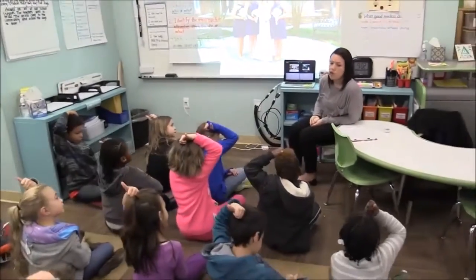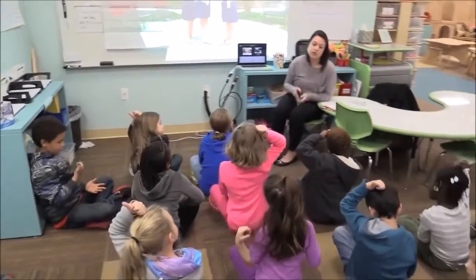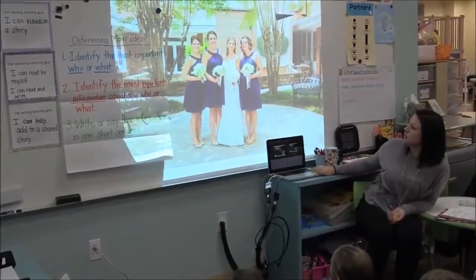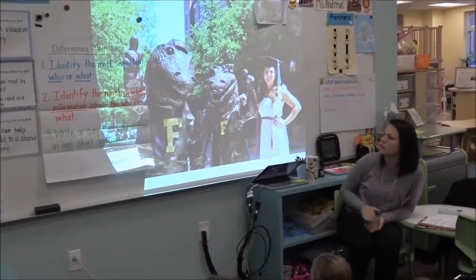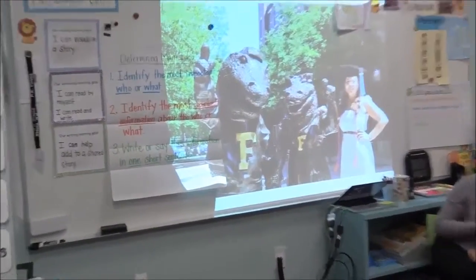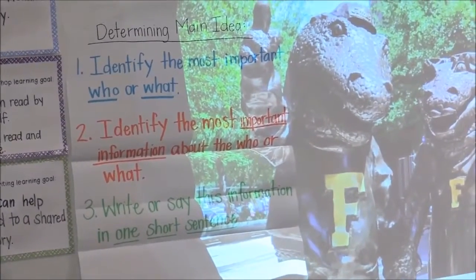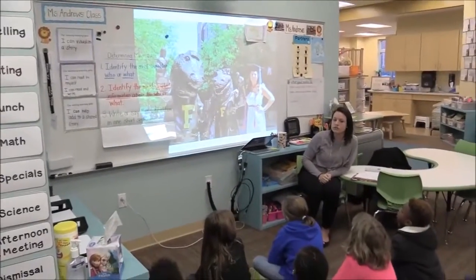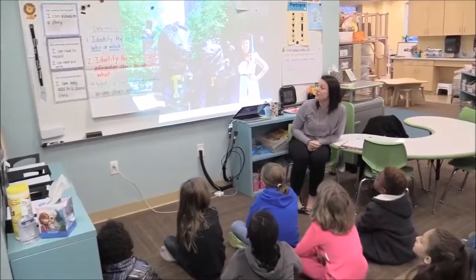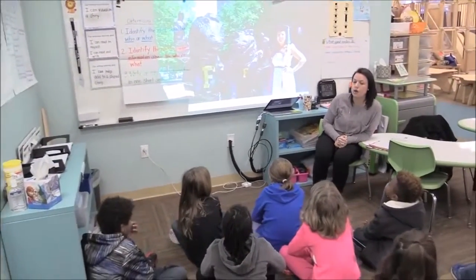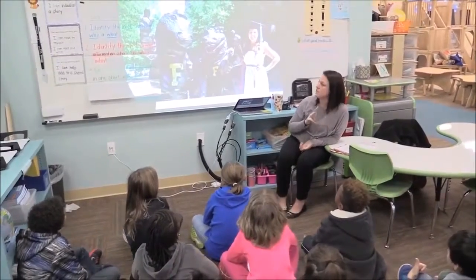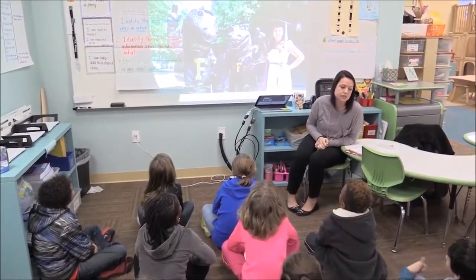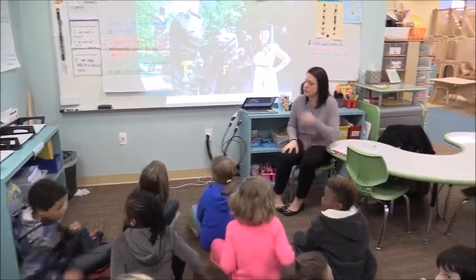All right. Now we're going to practice with a different photo, and you're going to talk to your partner about it. I'm going to give you some think time before you turn and talk to your partner. So here's our next photo. Step number 1 is to identify the most important who or what. So I just want you to think. Do you know who the most important who or what is in this photo? Just thinking, that means hands are down, mouths are closed. Step number 2 is to identify the most important information about the who or what. Step number 3 is to write or say the information in one short sentence, 10 words or less. Go ahead and turn and talk to your partner about this photo.